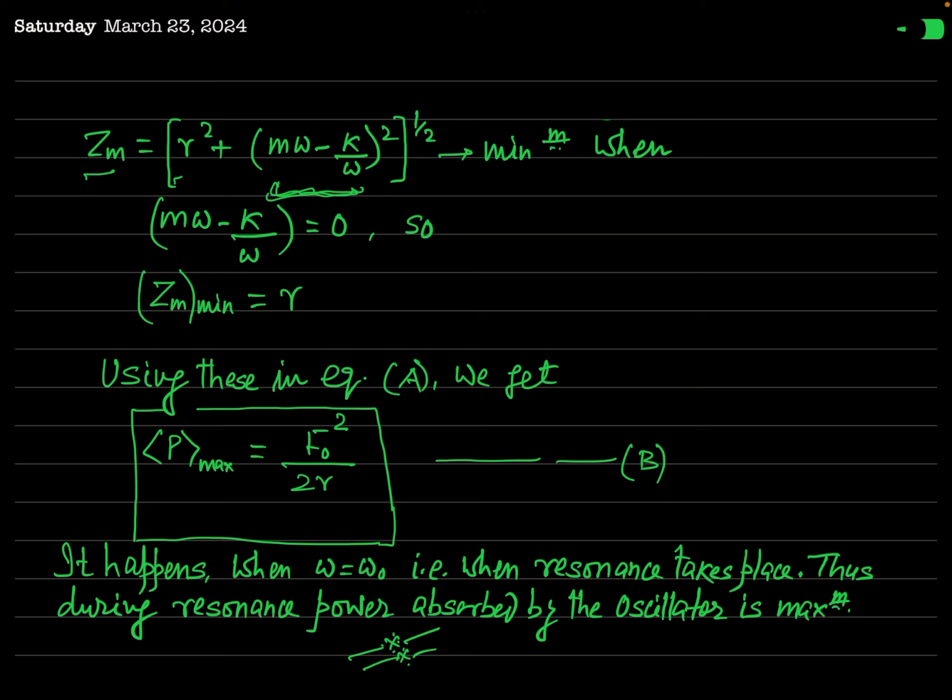And what will be the minimum value of this term? That will be simply 0, because it is a perfect square. And you know, the minimum value of a perfect square is 0, because even when m omega minus k by omega is negative, after squaring it will become positive. So the minimum value of any perfect square is always equal to 0. So to get the minimum value of Zm, you have to take the minimum value of m omega minus k by omega, which is equal to 0.